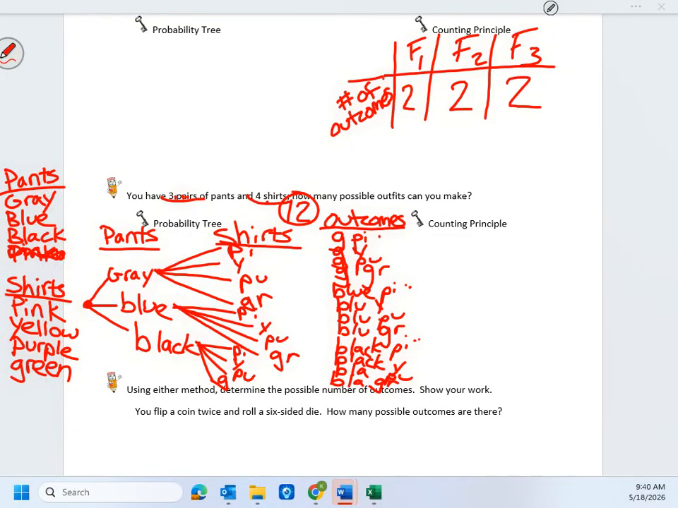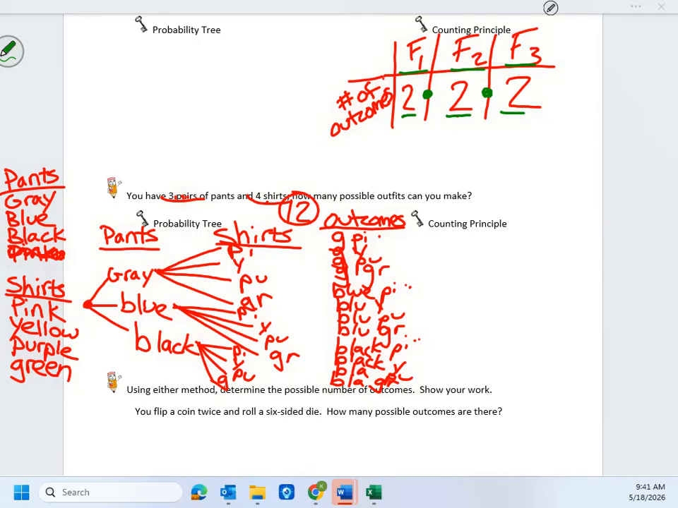2. So I have 2 outcomes for my first flip, 2 outcomes for my second flip, 2 outcomes for that 3rd flip. Heads or tails, heads or tails, heads or tails. Now, first step is listing your events. Second step is listing how many outcomes for each event. Third step, we take all of those possible outcomes and we multiply across. What is 2 times 2 times 2? Claire? 6. Not add. 2 times 2 is 4.